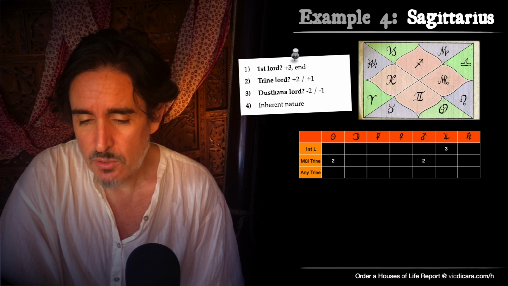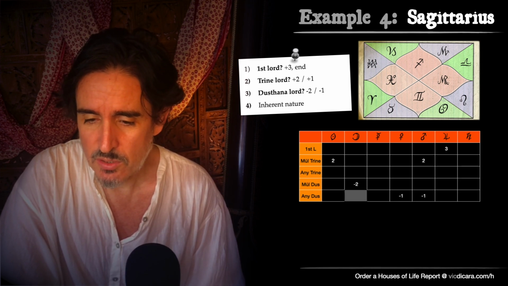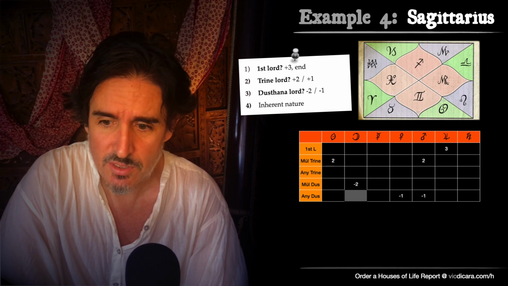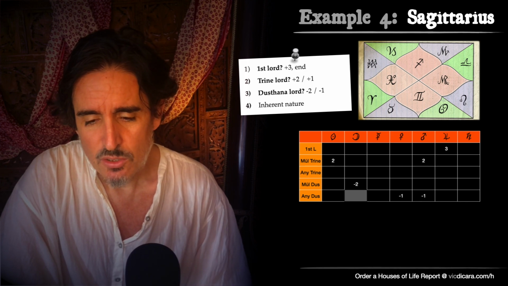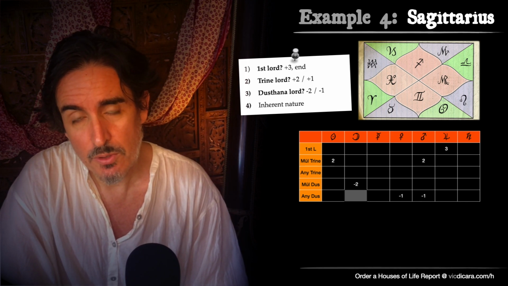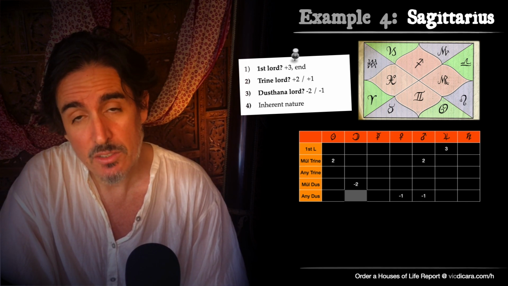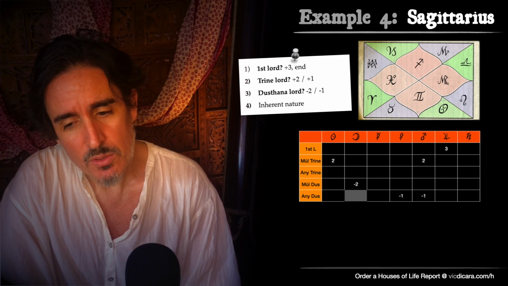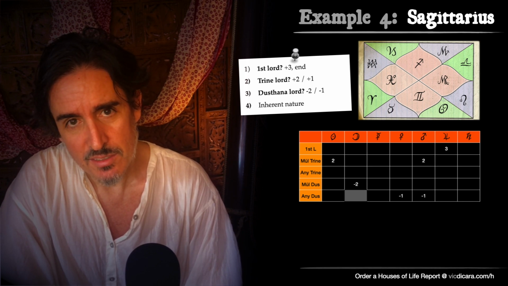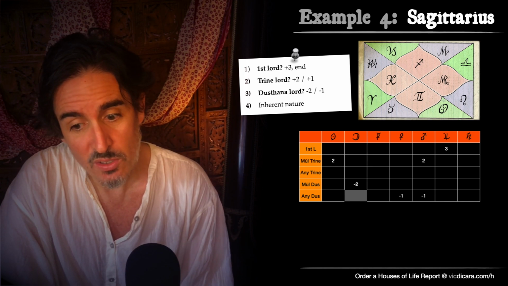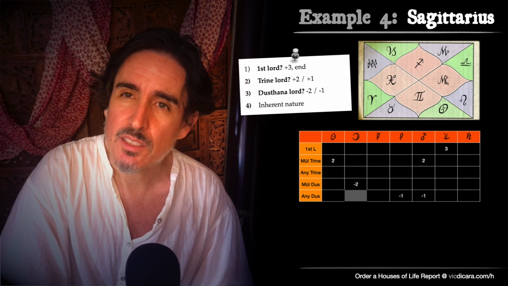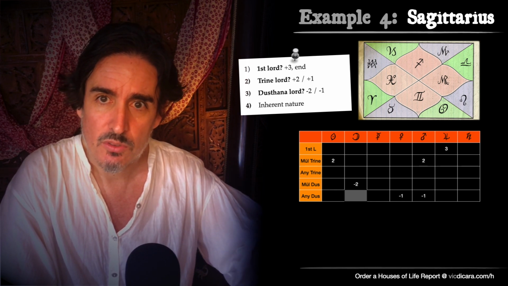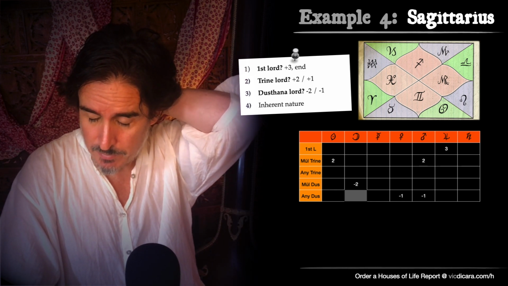Then the Dustanas 6, 8, and 12 is Taurus, Cancer, and Scorpio. This is very interesting. So Taurus is the Mula trikona for the moon. So the moon is going to get -2 for owning a Dustana. But the moon's other sign, Cancer, the main sign of the moon, also is a Dustana. But since we already gave it -2, it's an or situation.